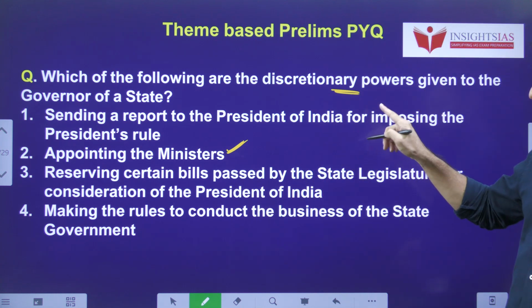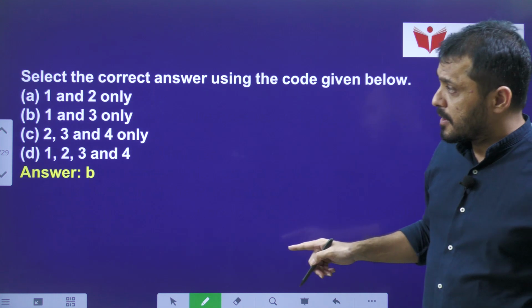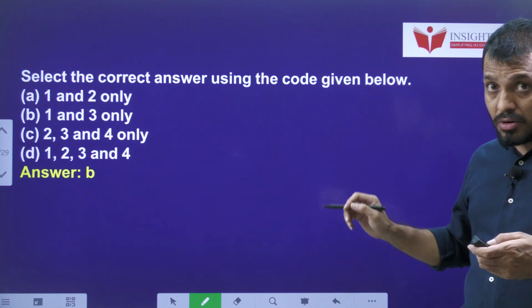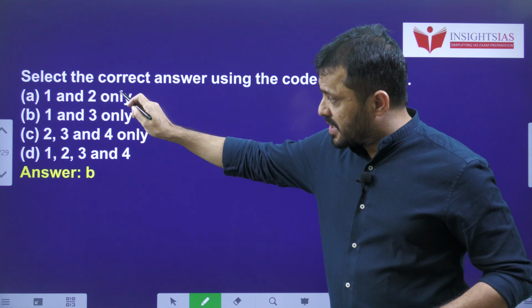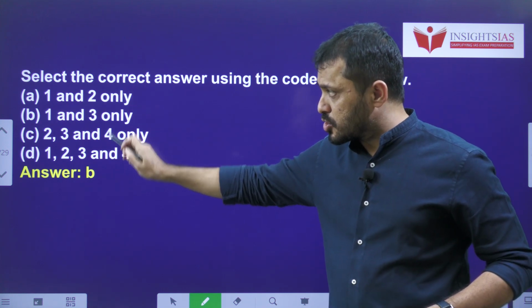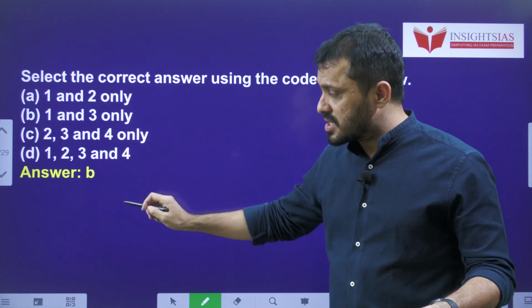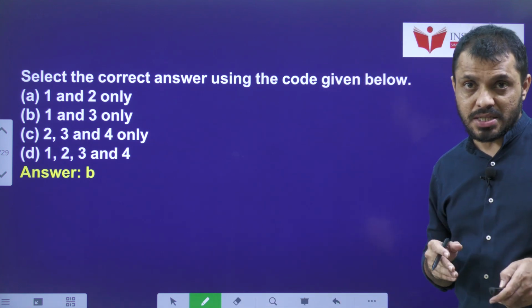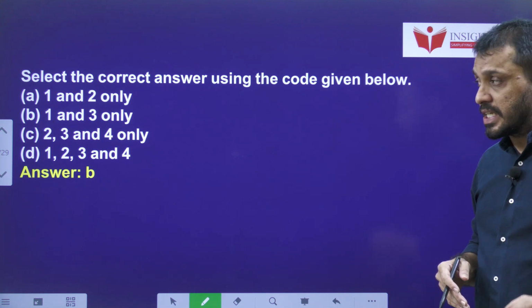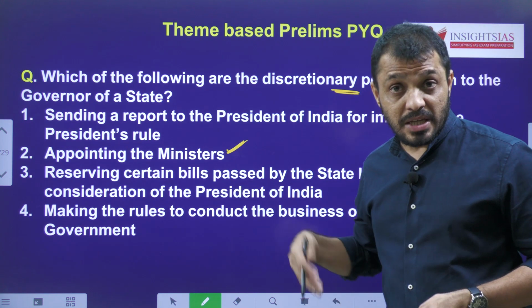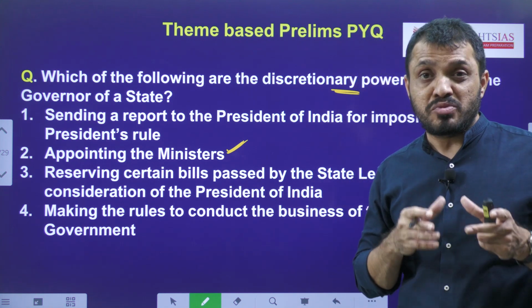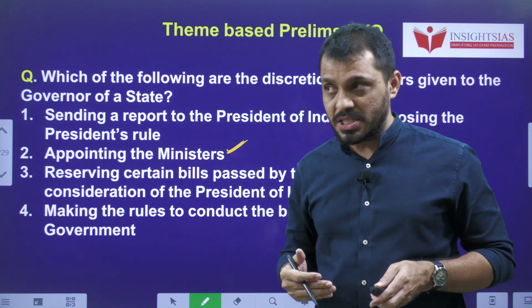In the question they are asking about discretionary power. That means option number 2 should not be in the answers. If you eliminate the second, you can eliminate A, C, D. The answer must be 1 and 3 only. That is how you have to derive the answers by using intelligent answering skills. How to answer PYQs and how to use the smart techniques, we will definitely discuss before the UPSC prelims.